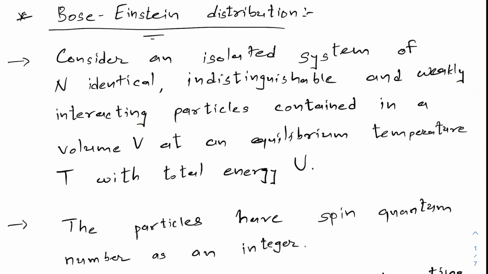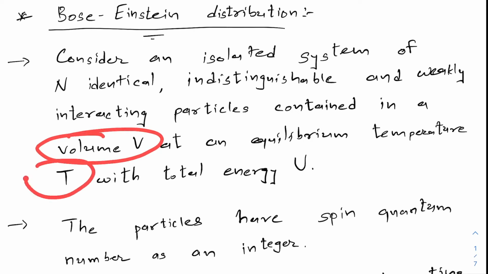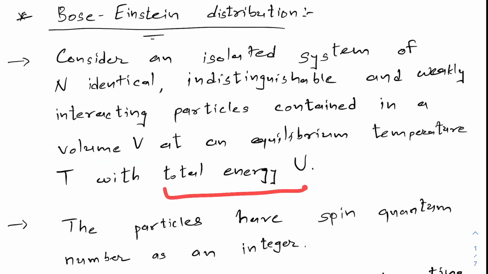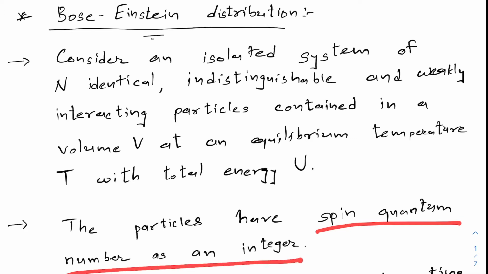Now we say that particles are weakly interacting because without any kind of interaction we cannot say our system is at equilibrium, right? In this particular case, our system is contained in a volume V at an equilibrium temperature T, and its total energy is U. Since we are talking about Bose-Einstein distribution, the particles which will follow this distribution are bosons. Bosons have spin quantum number as an integer.